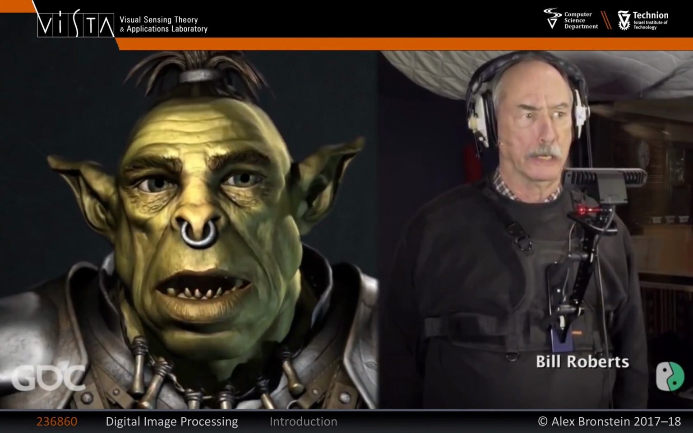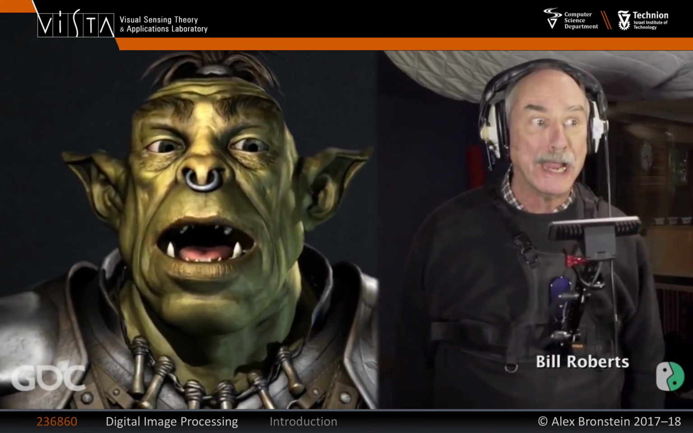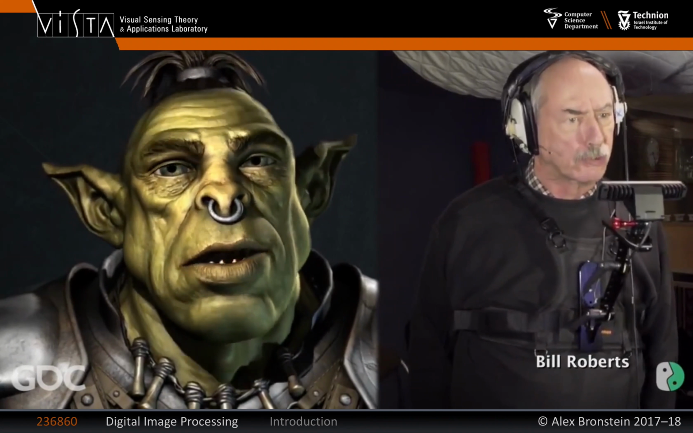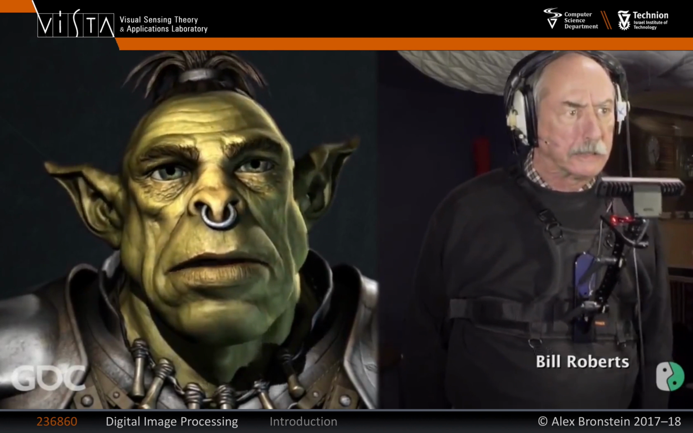So here you can see a synthetic computer graphics character animated by human actors. The actor is facing a depth sensor, in this case Intel's RealSense camera, and basically the motion of the face is transferred to this animated character.